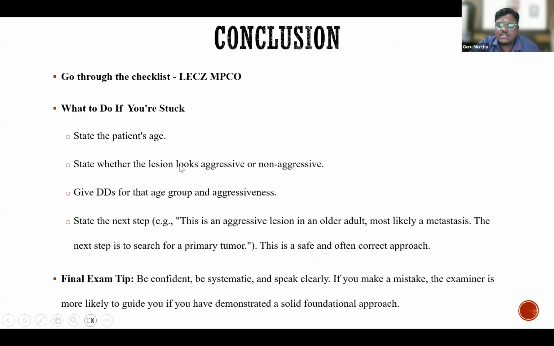Always go through the checklist. Whenever you get stuck, go to these steps. State the age, try to pick the findings, what the bone lesion and the host bone are trying to tell you. State whether it is aggressive or non-aggressive for that age group. Then just give the DDs and tell what possible next step you are going to do in that particular case.